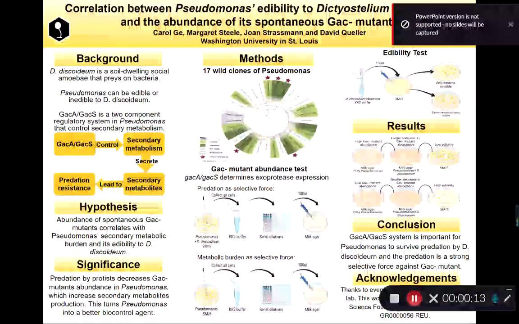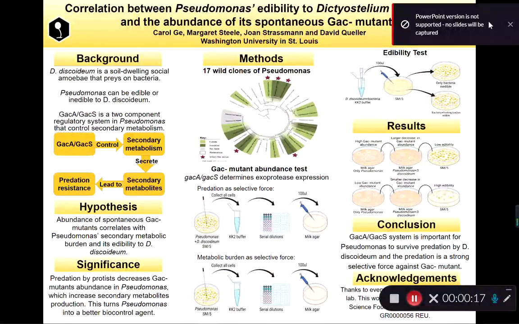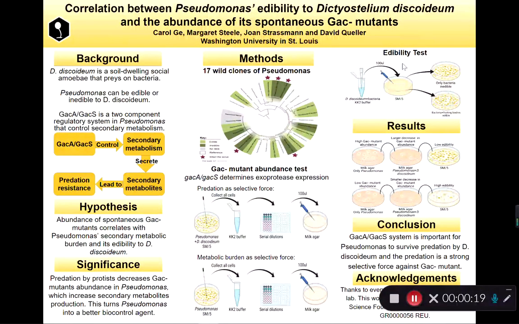The research is about the correlation between Pseudomonas edibility to Dictyostelium discoideum and the abundance of the Pseudomonas spontaneous gac mutants. To give some basic background information, Dictyostelium discoideum, which I'll refer to as dicty in the following talk, is a soil-dwelling social amoeba that preys on bacteria, which basically means they live in the soil and eat bacteria as food.